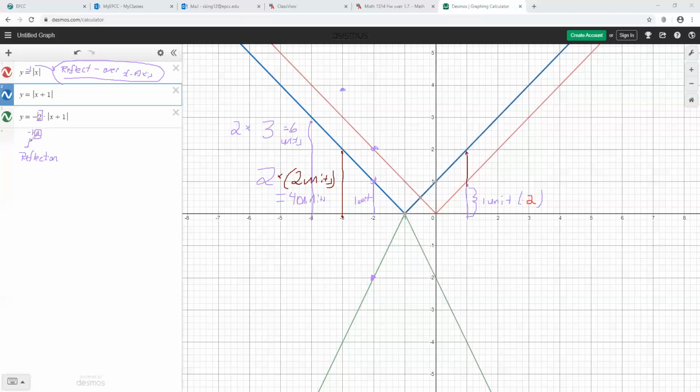2 times 3 is the same as 3 times 2. 11 times 5 is the same as 5 times 11. When we have this negative number multiplied, we have to separate it into -1 times whatever it is, in this case, a 2. And these are 2 different categories of transformations. It doesn't matter which one you do first. We were just doing the vertical dilation, stretch first.